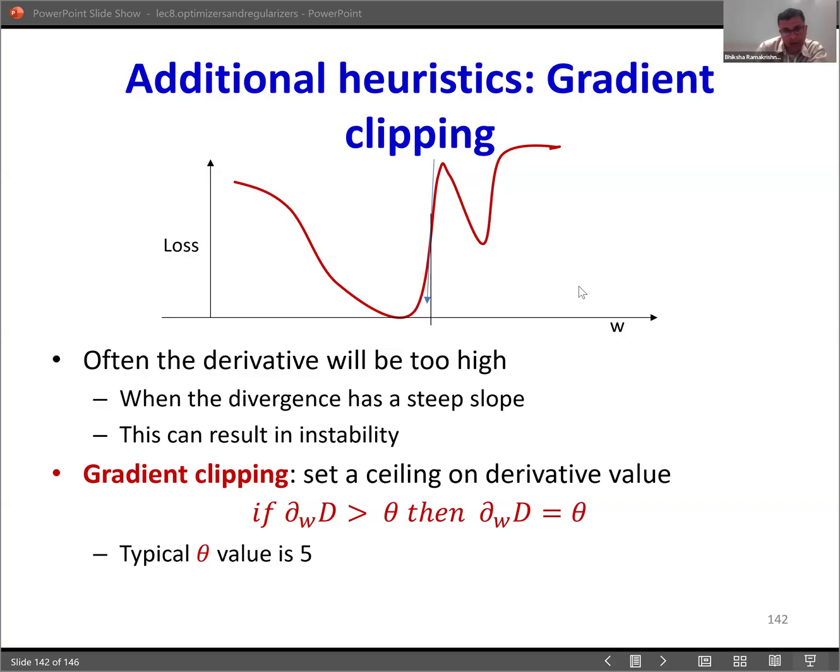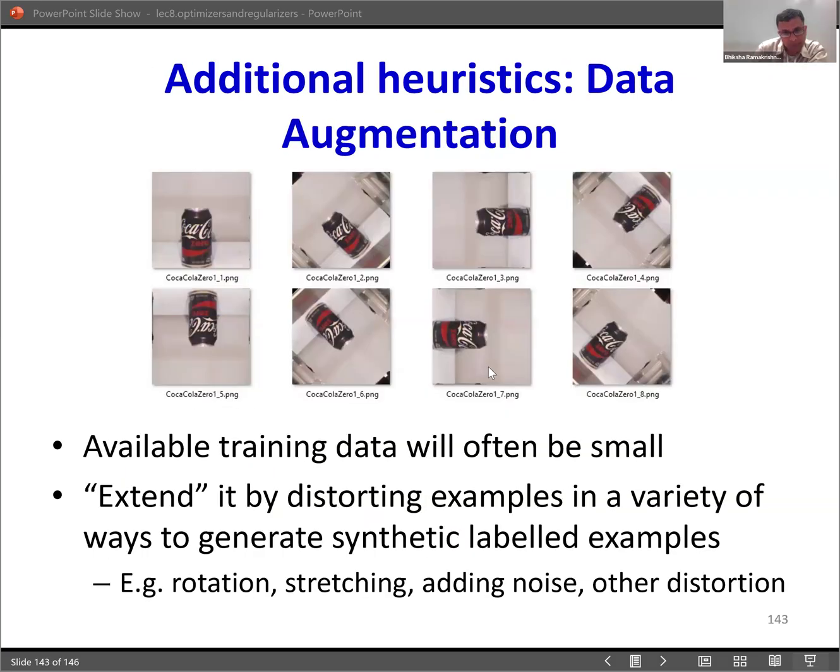Another thing that you do is to try to not accept derivatives when the divergence derivative is too high. Your loss function can sometimes be very steep with respect to some variables. So if you compute the derivative, that can become so large that it makes training unstable. So we use gradient clipping. You set a ceiling on the derivative value, typically 5. If it exceeds that, you set the threshold to 5.